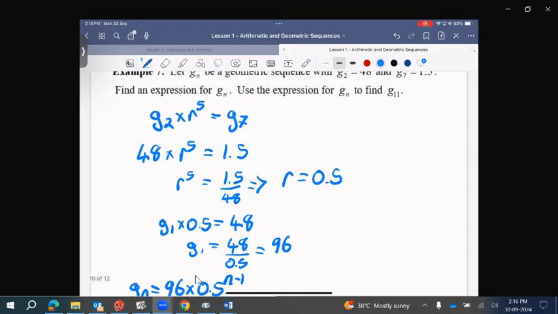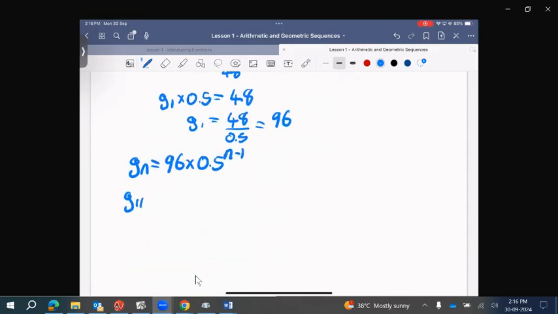We're asked to find the 11th term. So G11 equals 96 times 0.5 to the 10. What do we get as our answer here? You get 3/32, or 0.09375. Is that right?